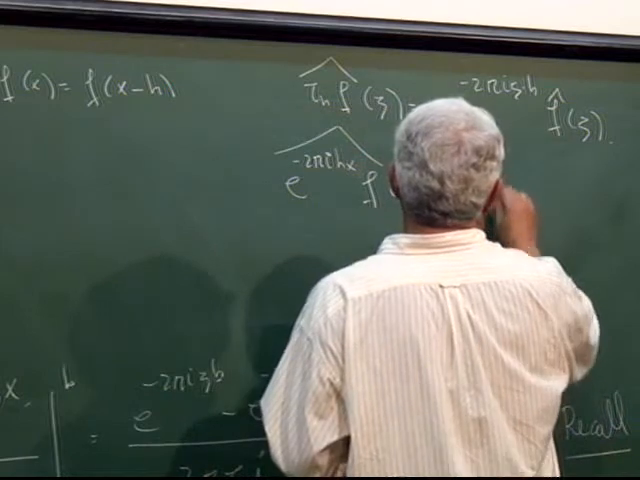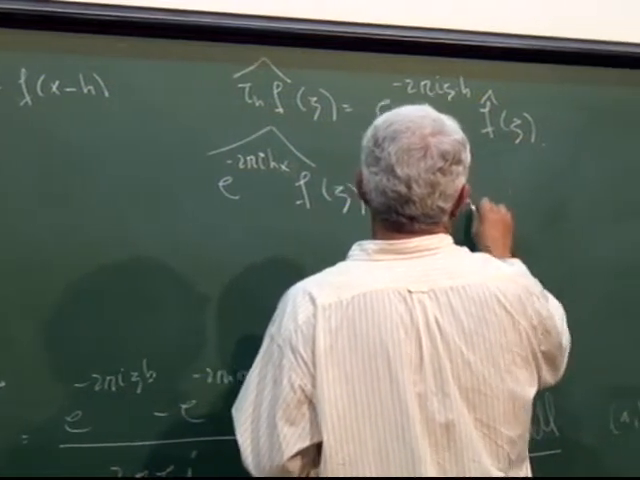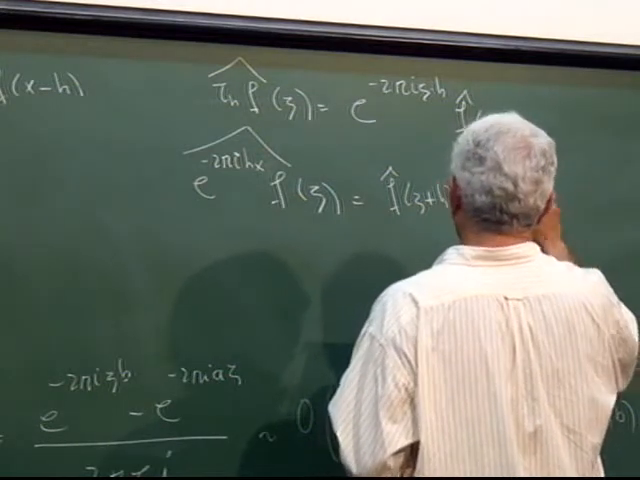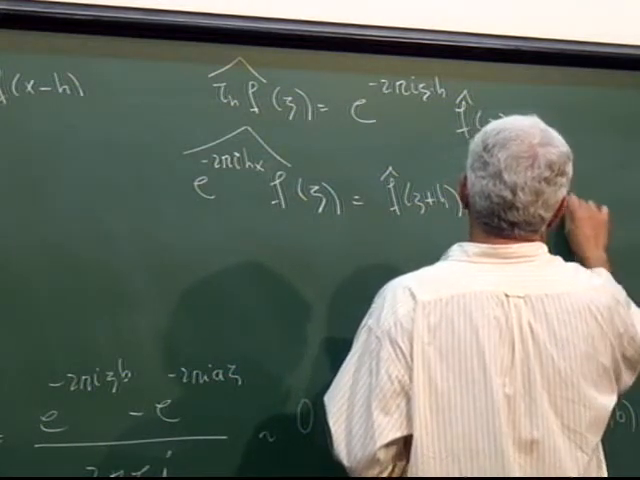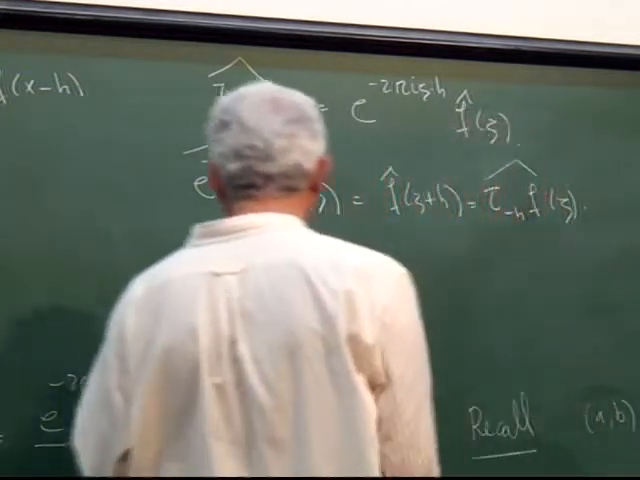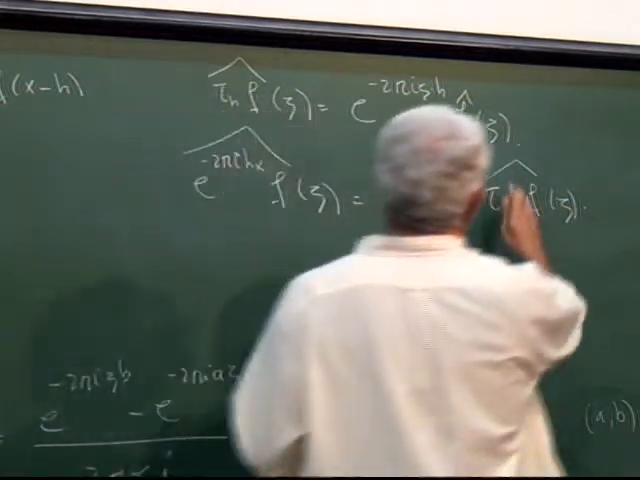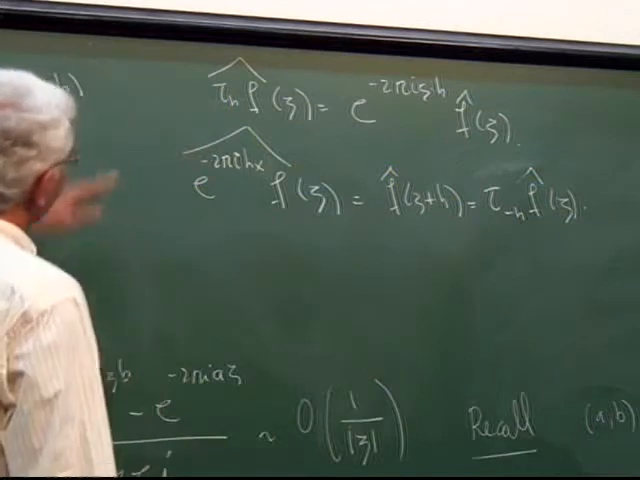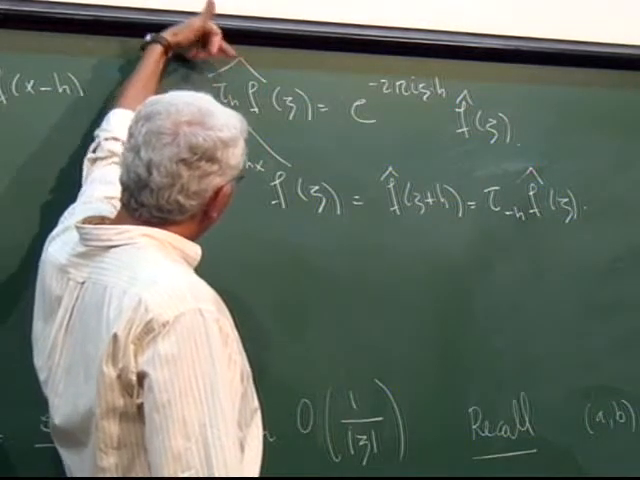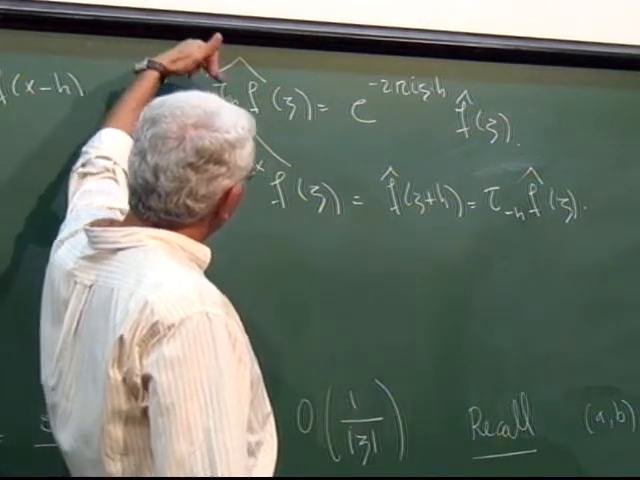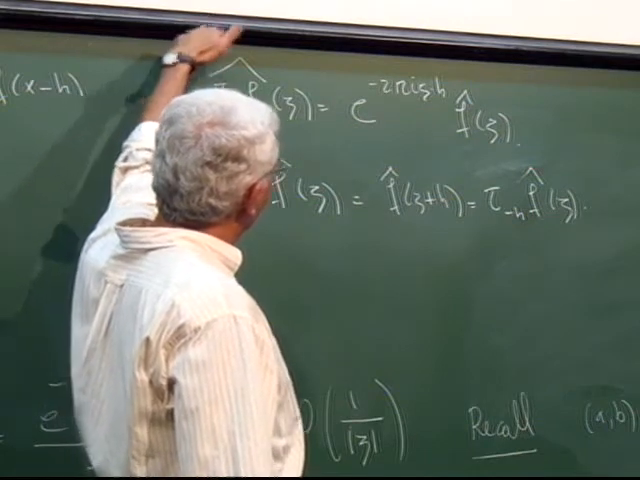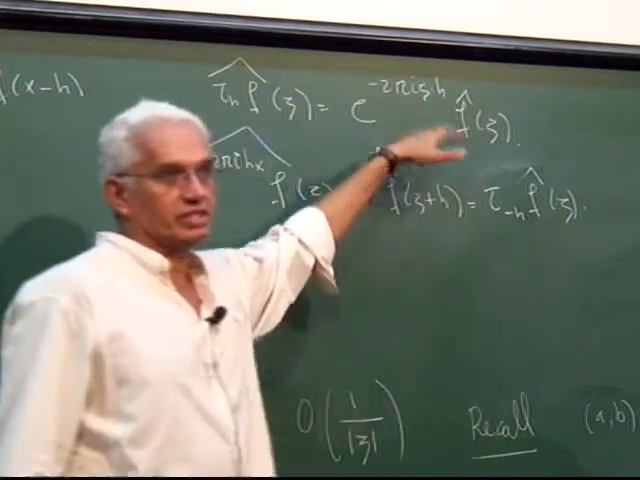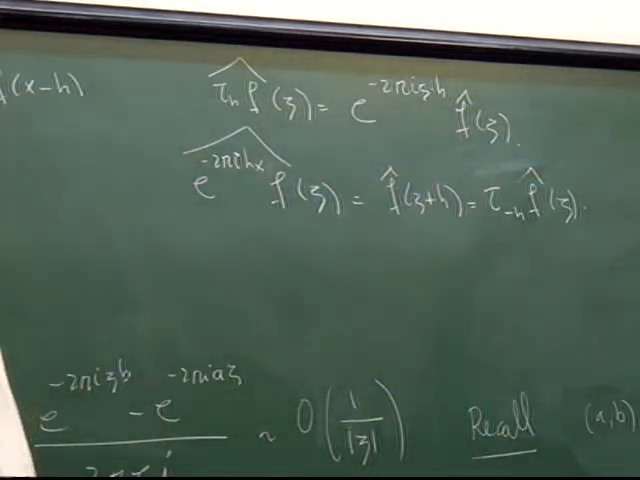And the other way around, if you take the Fourier transform of this quantity, you have, this is f of c, translation of minus h, f. That means that if you take translation and then the Fourier transform, it's exactly the opposite of taking the Fourier transform and then multiplying by the exponential. That's the way they don't commute.